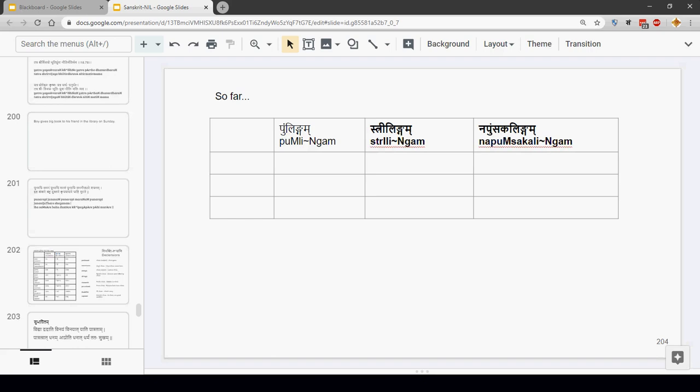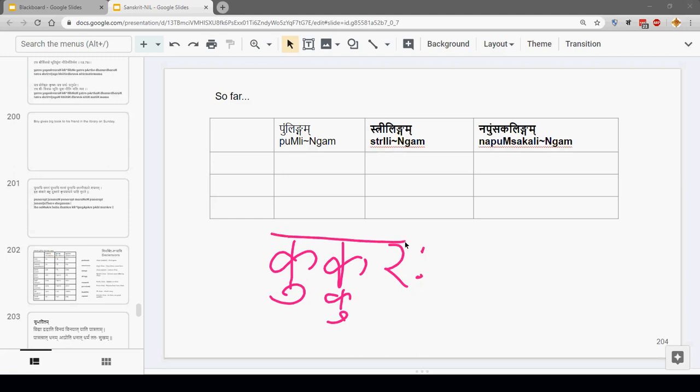For example, when we say Simhaha, Simha means lion. We saw kukuraha. Did we study kukuraha, right? Yes, dog. Kukuraha. So that has the gender male, because the gender of the dog is male. But if it is a female dog, then this word will be different. Kukuri, like that.